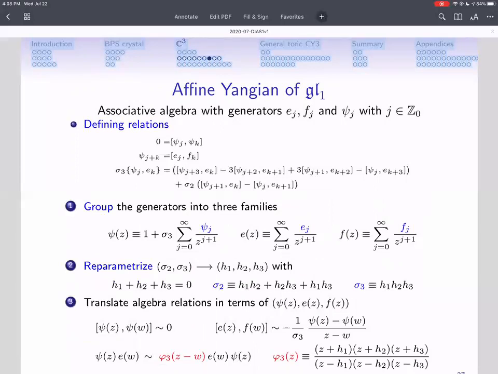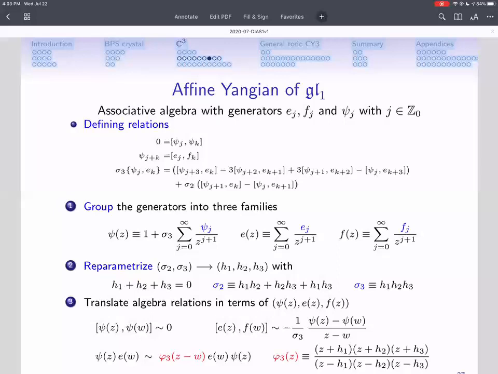So the trick is to group this generator into 3 families. This is similar to the relation of the modes and the fields in a CFT. And then we reparameterize this sigma 2, sigma 3 into a triplet of 3 parameters, H1, H2, H3, and they sum to 0. Remember, this reminds of this loop constraint that we mentioned earlier. And also, this is more suitable because of the intrinsic S3 symmetry for the plane partition.